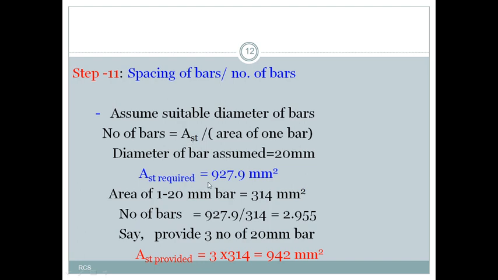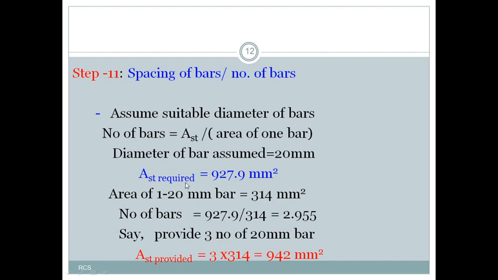So AST required is 927.9 mm square and the area of 1 bar is 314. The number of bars can be calculated: AST required by area of 1 bar, that is 927.9 by 314, equal to 2.955. So provide 3 numbers of 20 mm bars, and AST provided is 3 into 314 equal to 942 mm square.